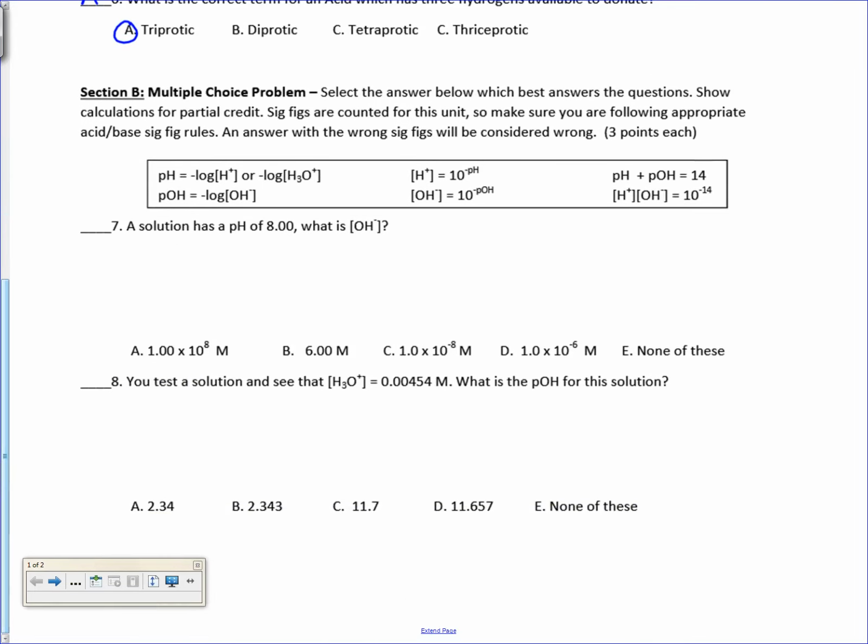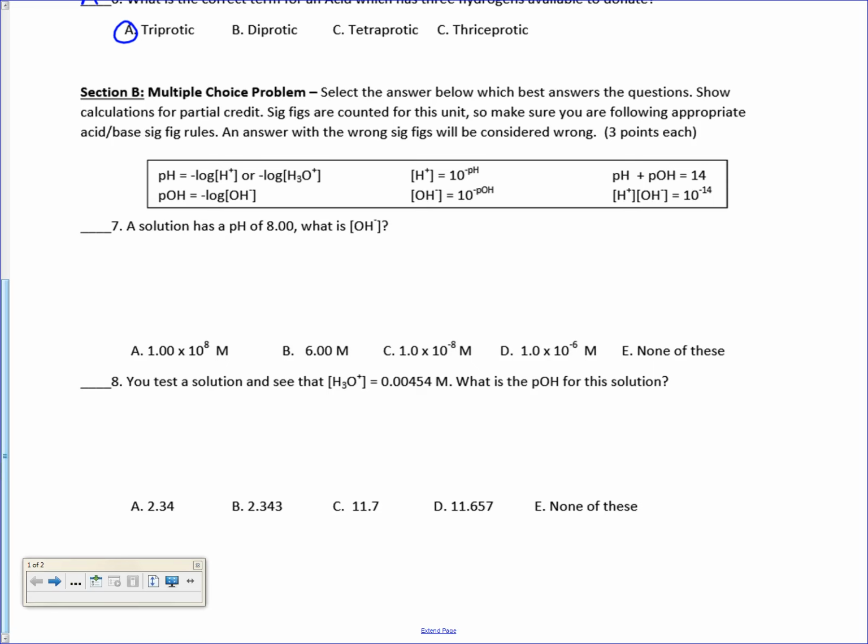Section B here, doing some problems with the 6 equations that I'll give you. So you'll get those on the exam. Just make sure you're familiar with how to use them. Number 7, it gives you pH, and it's asking you for the concentration of OH minus. So you've got to think about a logical path. If we've got pH, I think it's pretty easy to find pOH.